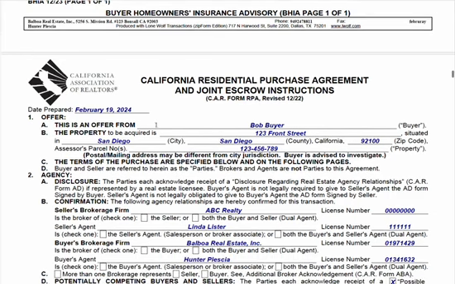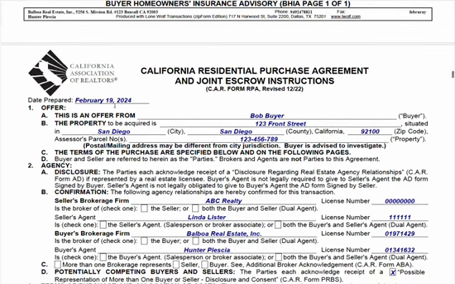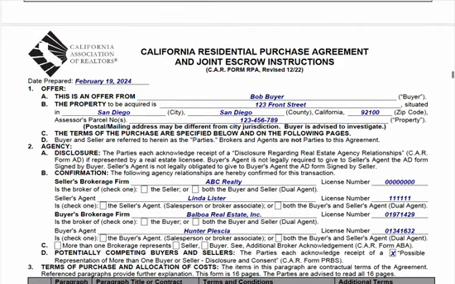Now, we start by putting the date we draft the form in the top left, the name of the buyer or buyers, the address, city, county, zip code, assessor's parcel number, which is like a social security number for a property. And you can find that on the MLS, on tax records like Realist, on a county tax assessor's website even. And if you really can't find it, you can leave it blank and come back to it later, but it's good for identification purposes.